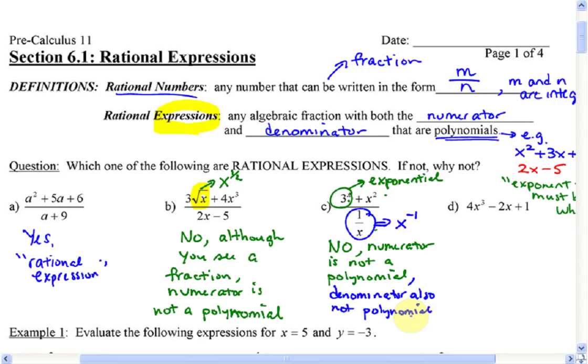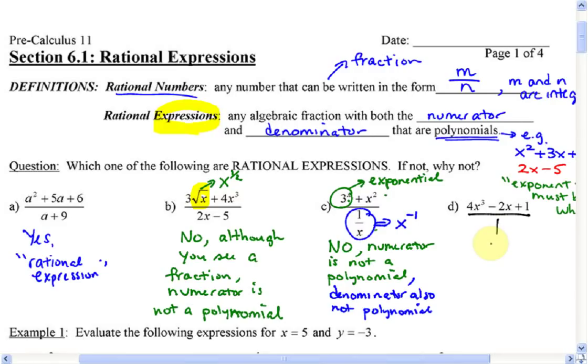And then we'll do D. I'll let you think about D. Once again, ask yourself, is it a fraction? And then are the numerator and the denominator polynomials? First of all, is it a fraction? Yes, it can be a fraction. How would I write that as a fraction? Over 1. This is the same thing as over 1. So now I've turned it into a fraction.